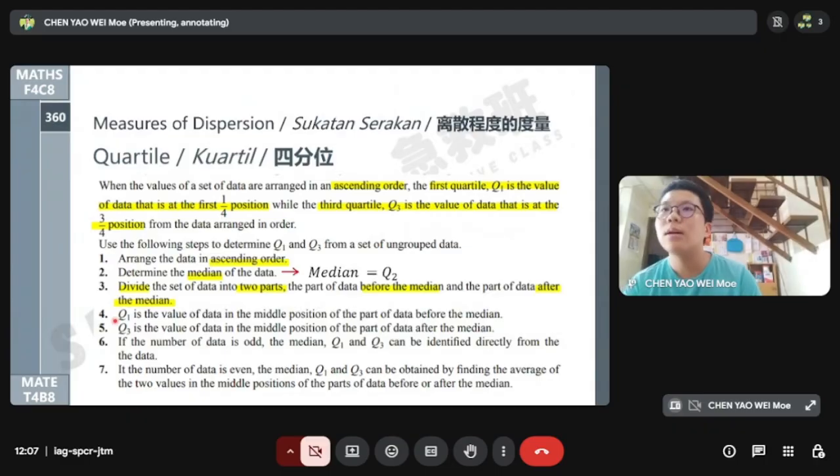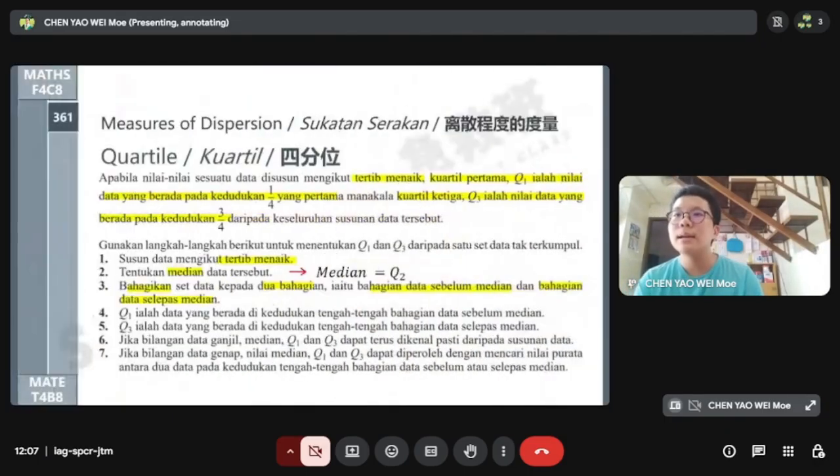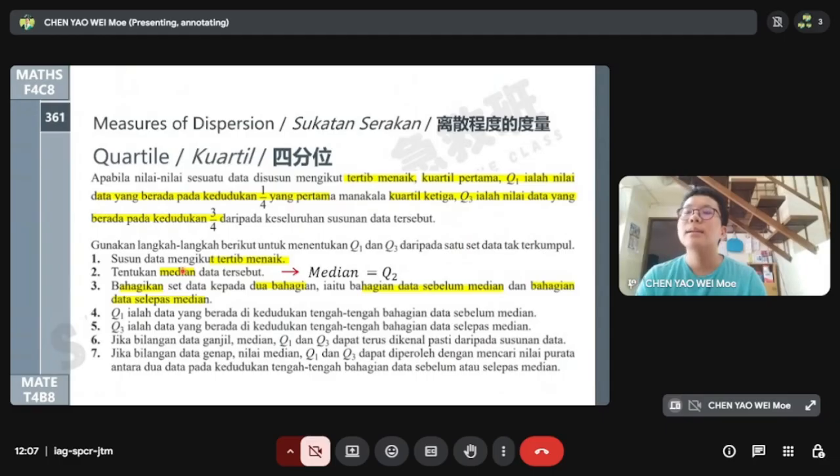This is called quartile. And remember, arrange the data in ascending order first. Don't give it in descending order. It must be ascending: 1, 2, 3, 4, 5. Median and quartile, how to calculate them, you must know. And the formula is very easy.